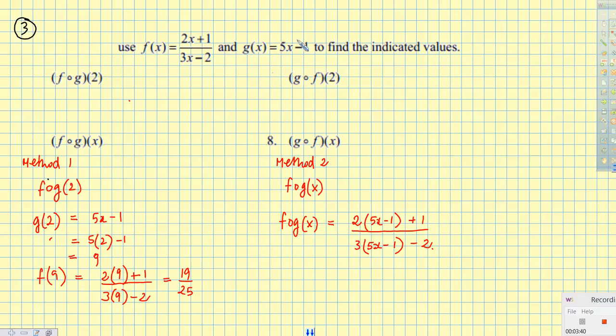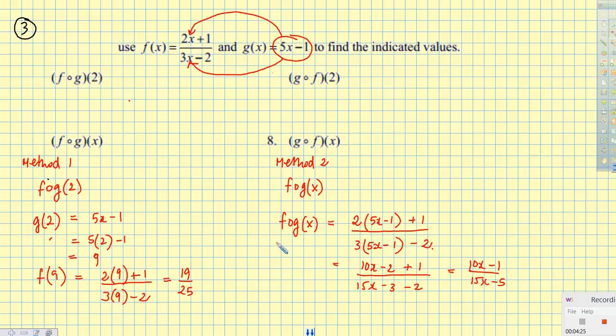So if you take a look here above, I have taken the g of x, 5x minus 1, and I've replaced it inside of x here in the f of x function, and in the denominator as well, 3x minus 2. So when I get my solution here, I get 10x minus 2 plus 1 all over 15x minus 3 minus 2. That gives me a final answer of 10x minus 1 over 15x minus 5. So that's my f of g of x.